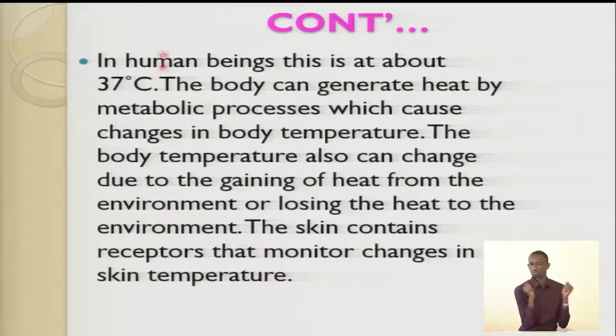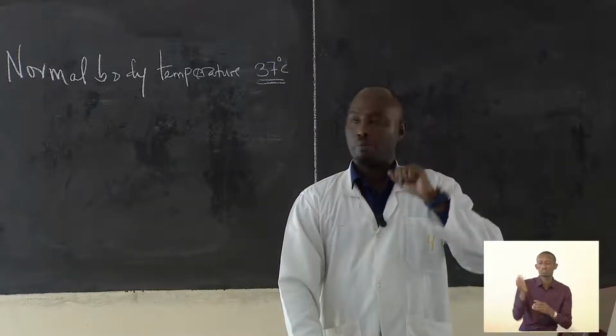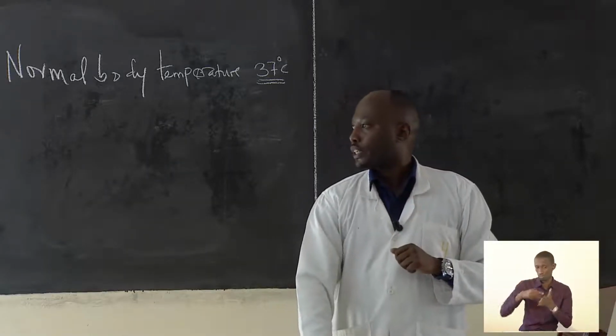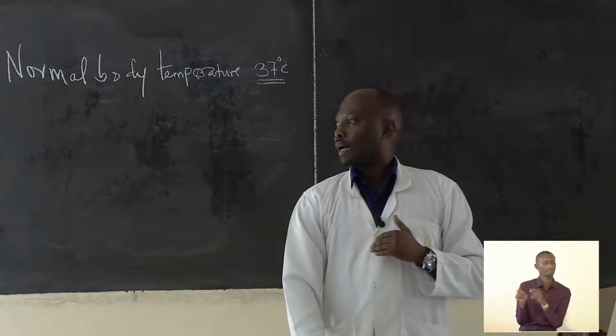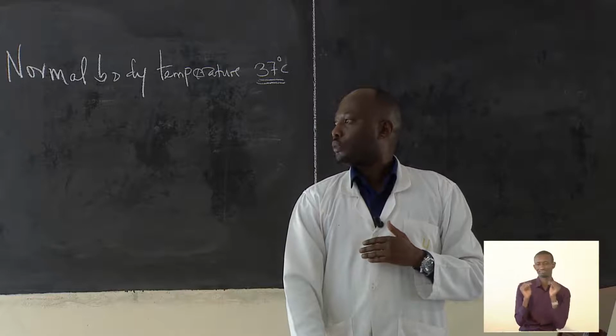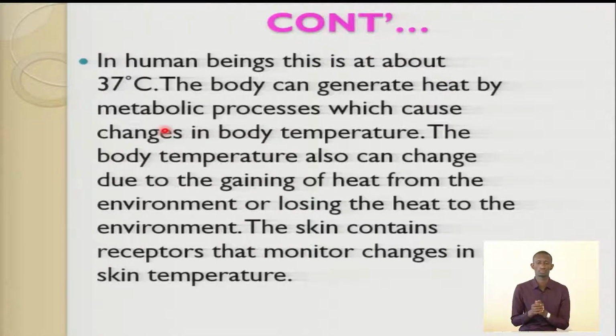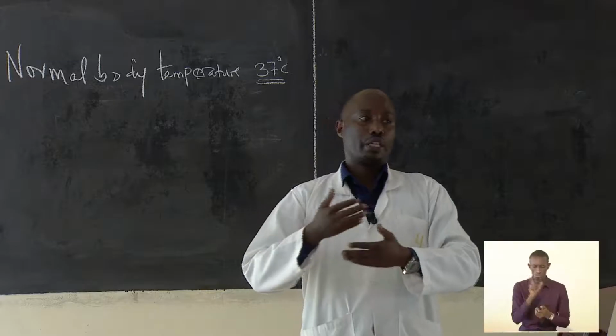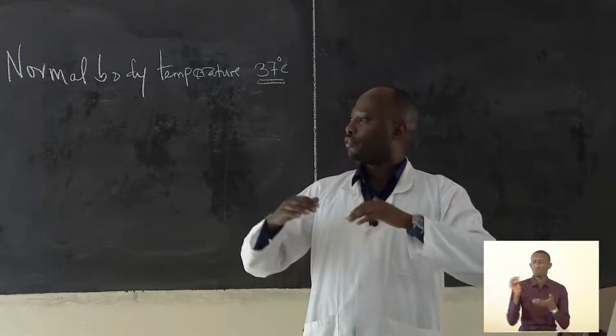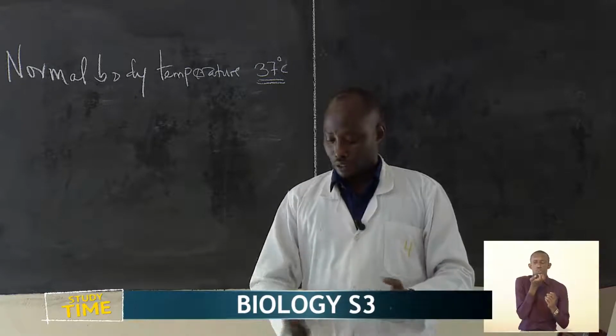So here, let me talk about human beings. As I mentioned, the normal body temperature in humans is about 37 degrees Celsius. So it means we are endotherms or homeotherms. It means our body temperature remains constant regardless of external factors. The body can generate heat by metabolic processes, which causes a change in body temperature. These metabolic processes can make heat be generated in the body, or can make heat be lost from the body. These are called physiological processes, metabolic processes.